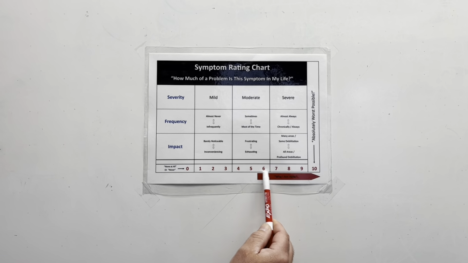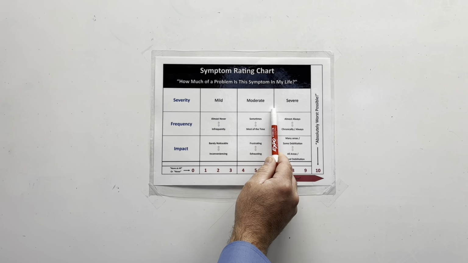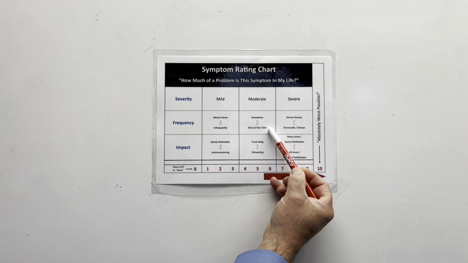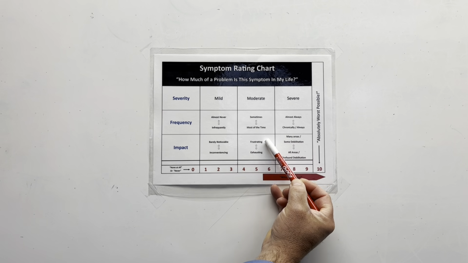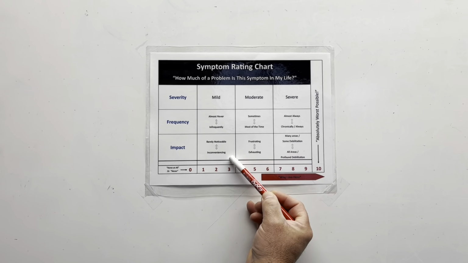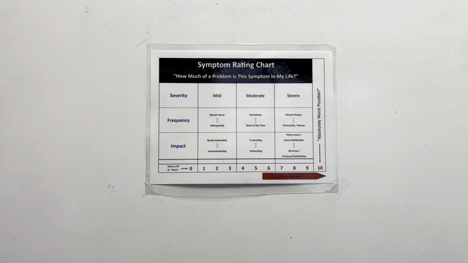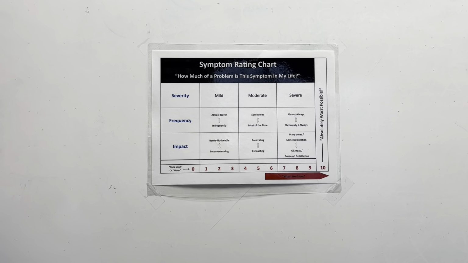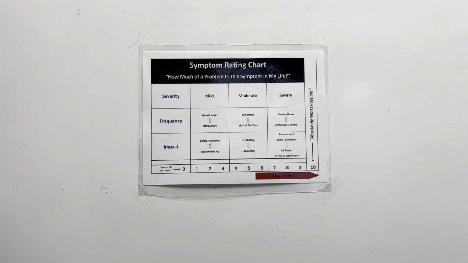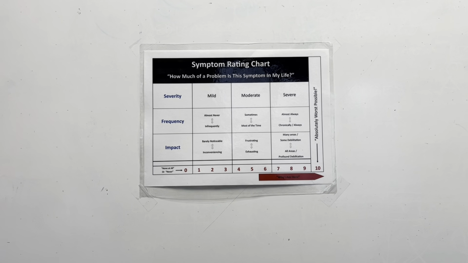By the time you get to 4, 5, or 6, now you're thinking it's a moderate symptom. 4s are sometimes, 6s for frequency are most of the time. Now, 4s become frustrating. These are a little bit different from the 3 because you know they're there, they dog you a bit, and you'd get rid of the darn thing if you could. I just don't really like it, but I can cope with it, okay?